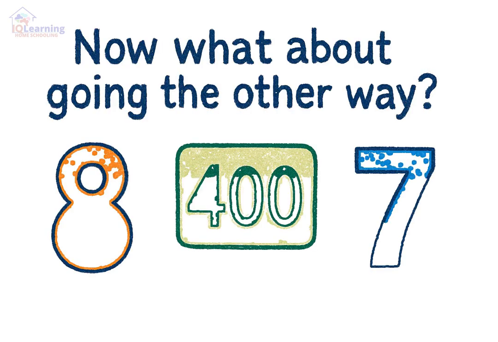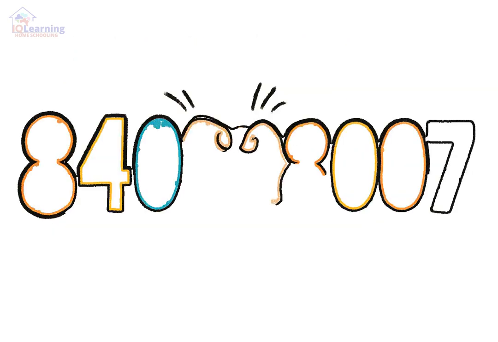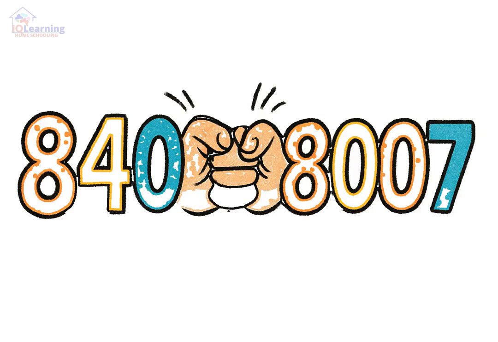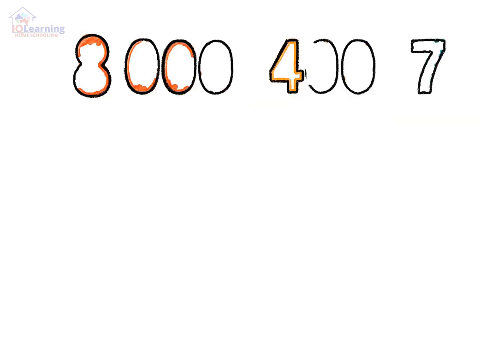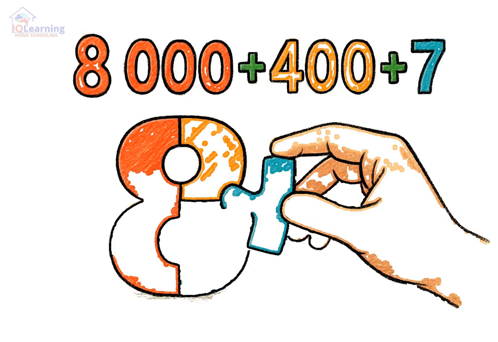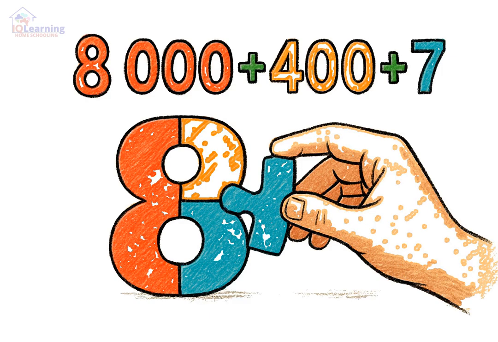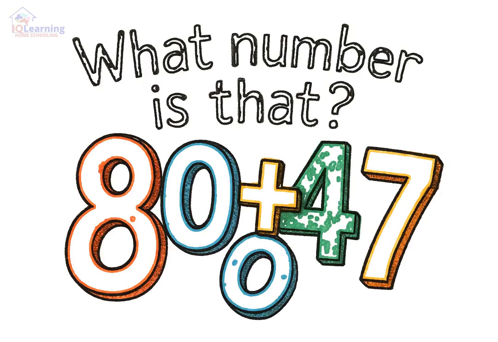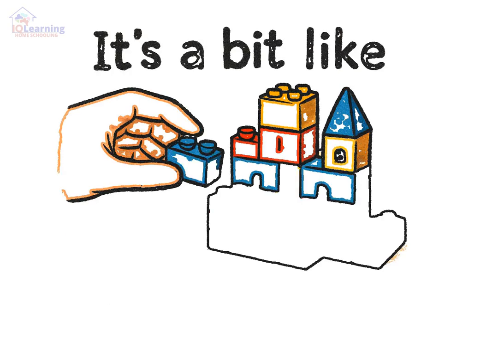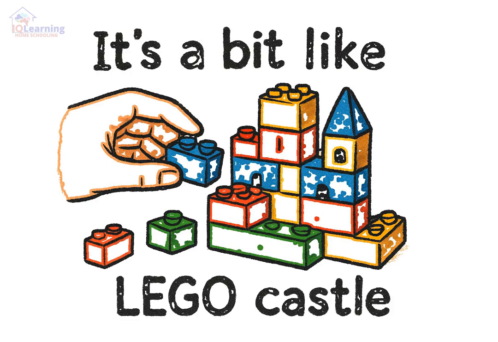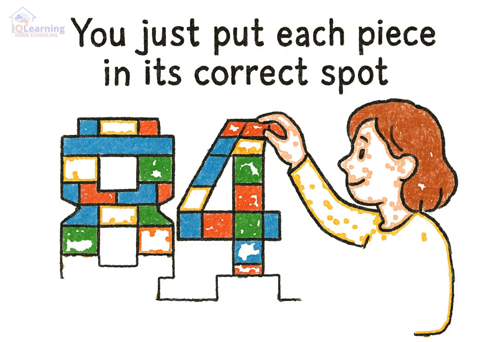Now, what about going the other way? Pulling the number apart is one thing, but can we squish it back together? Let's say you're given this puzzle. 8,000 plus 400 plus 7. What number is that? It's a bit like assembling that Lego castle from the pile of bricks. You just put each piece in its correct spot.